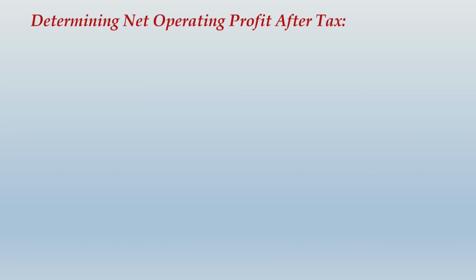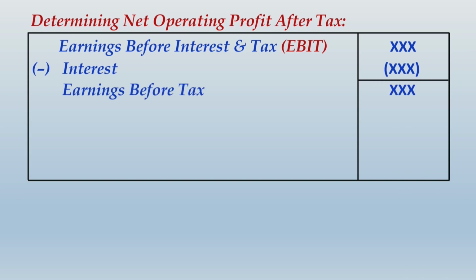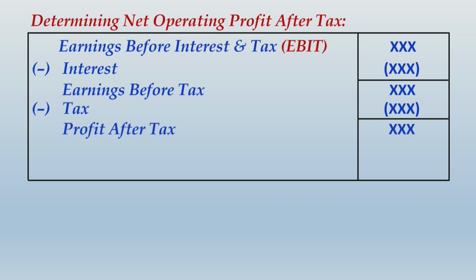I told you this can be done in two different ways. One is you start from earnings before interest and tax, that is EBIT, that you have just determined through the previous working. From this you subtract the amount of interest, arrive at earnings before tax, then subtract the amount of tax and you arrive at the profit after tax.